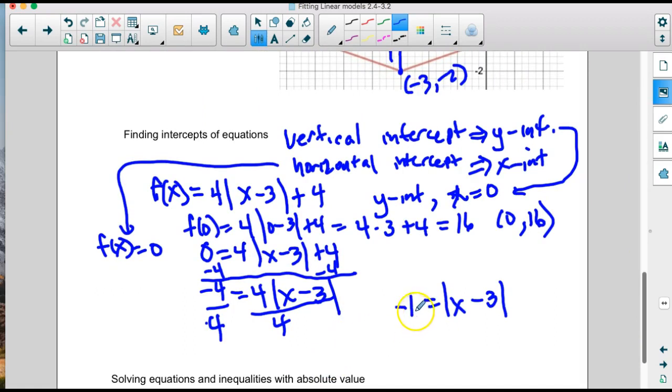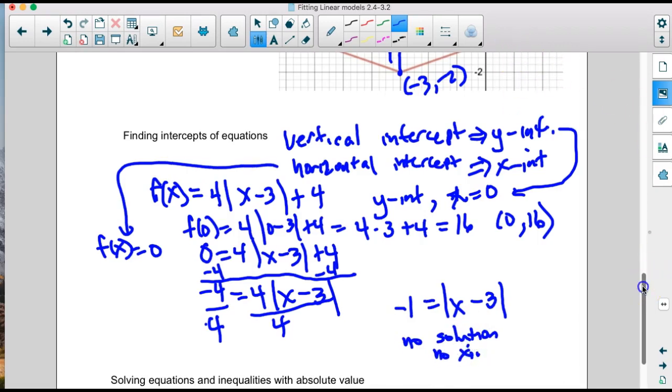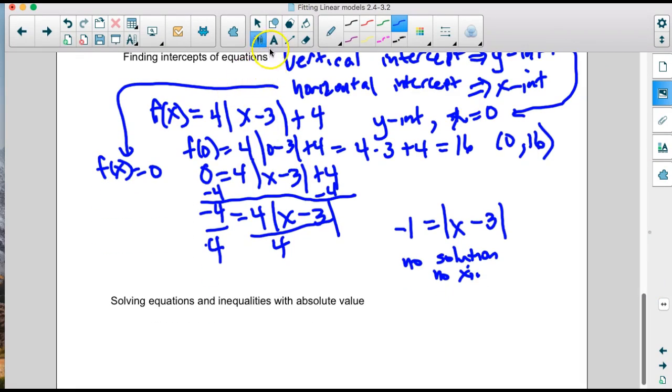We can never have an absolute value that has a negative value. When we take the absolute value of something, it always changes it to positive. So this is going to have no solution to this problem. So that means that it doesn't have an x-intercept. No x-intercepts. Okay, so there are no x-intercepts to this problem.